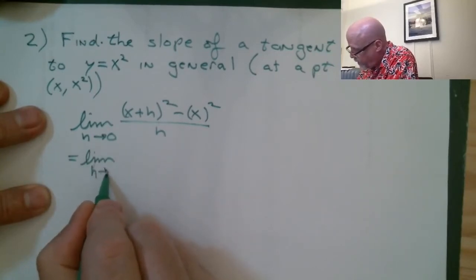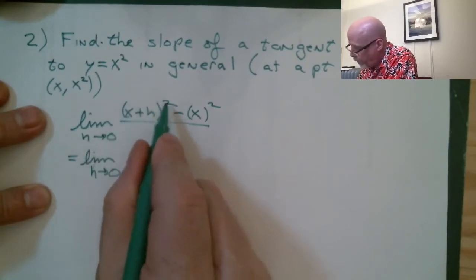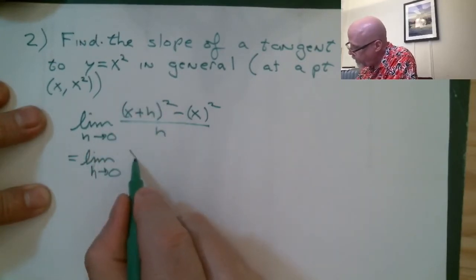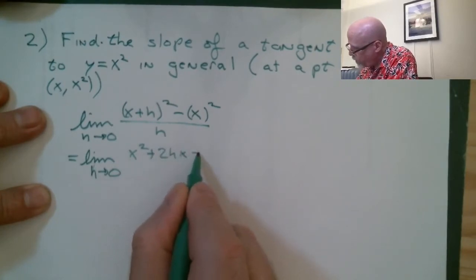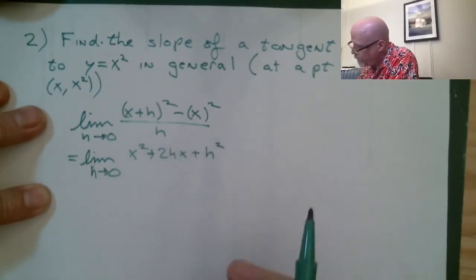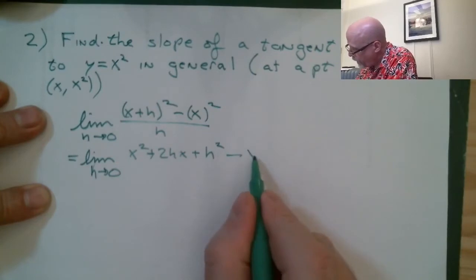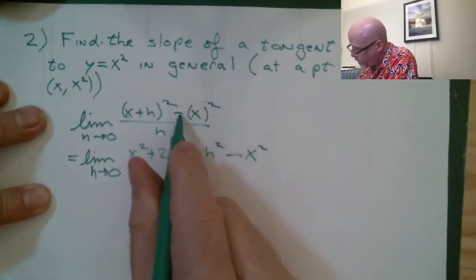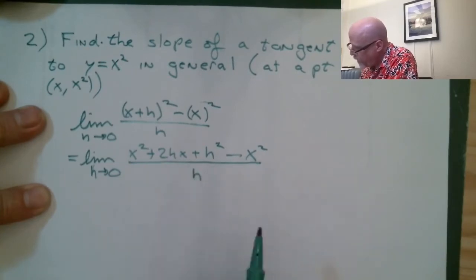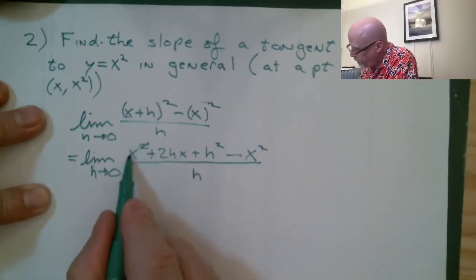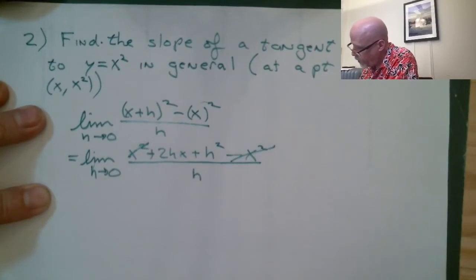Limit as h goes to 0. We have to FOIL out the square. We get x squared plus 2hx plus h squared. Then we'll be subtracting x squared. That's from this last minus x squared bit. And then the whole thing over h. What things cancel? This x squared and that minus x squared are gone.